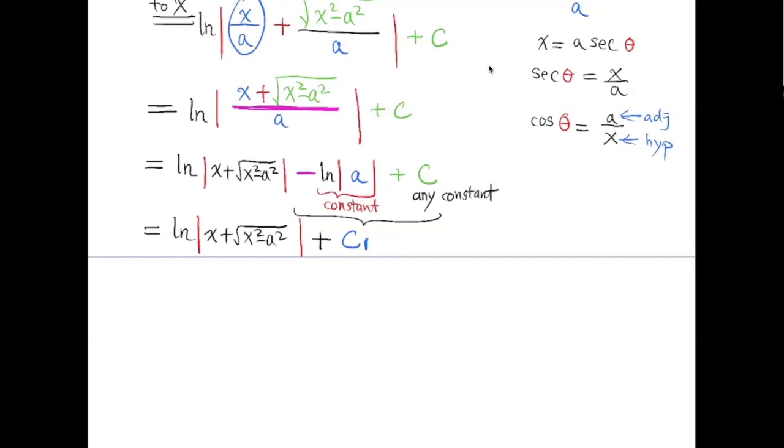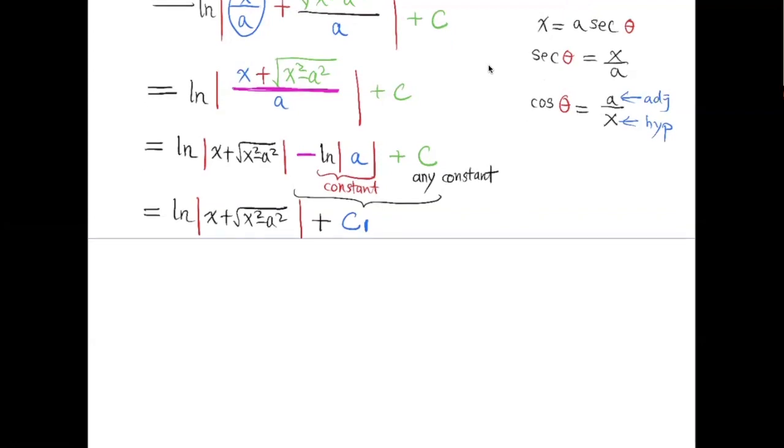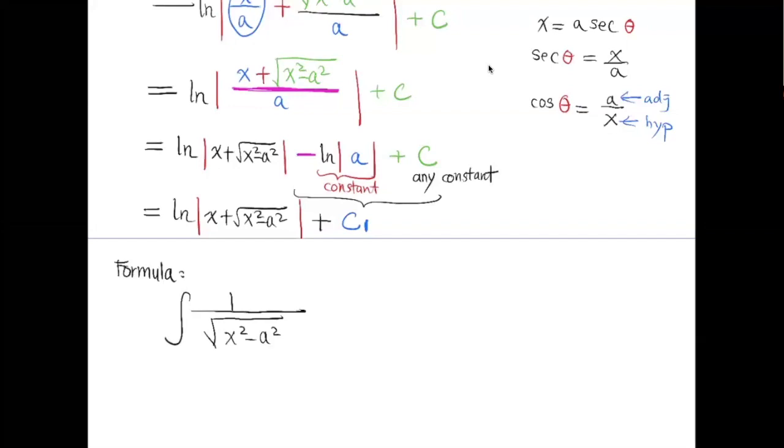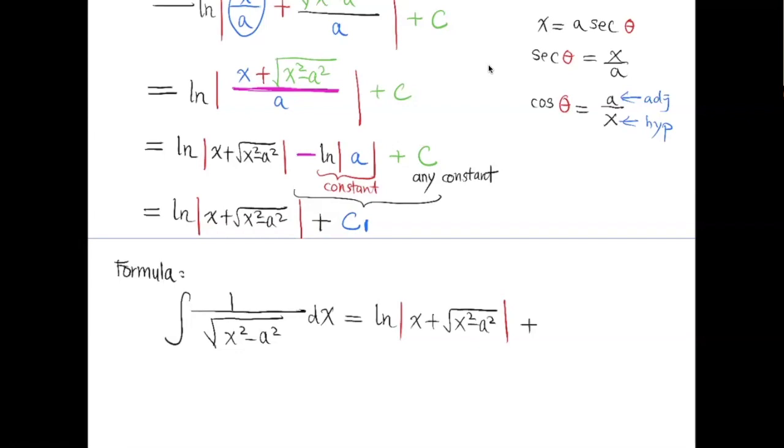I'm not going to test you on this formula. The formula that we have over here is that when you find the antiderivative of 1 over the square root of x squared minus a squared, that will become ln of the absolute value of x plus this square root, and then adding a constant C1, just any arbitrary constant.